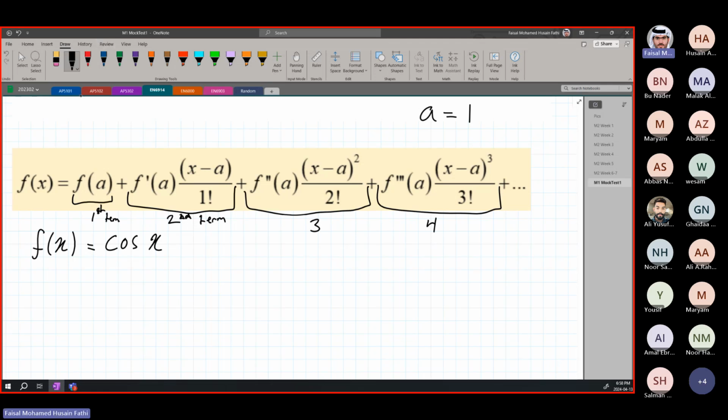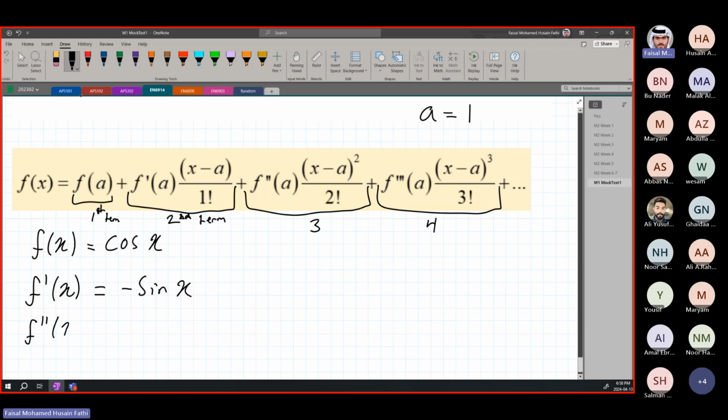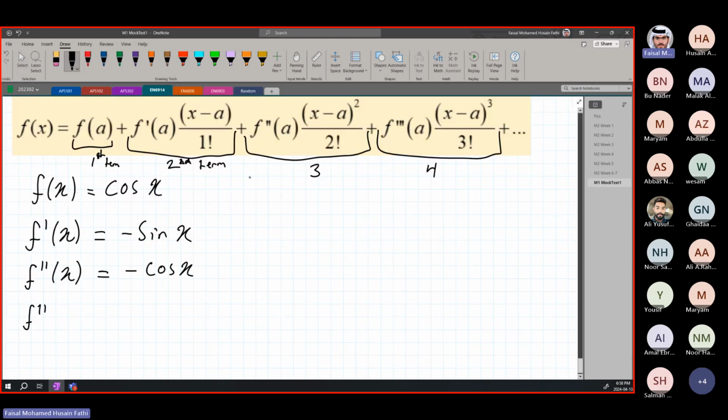So I know I'm going to have to find the differentiation all the way up to f triple prime. So let's start. F prime of x. Cosine x becomes minus sine x. F double prime of x: minus sine x becomes minus cosine of x. F triple prime of x: minus cosine of x becomes plus sine of x. All right. So I found my first 4 terms.